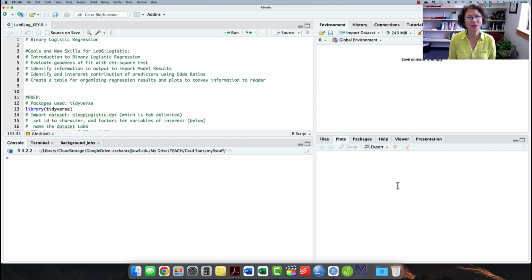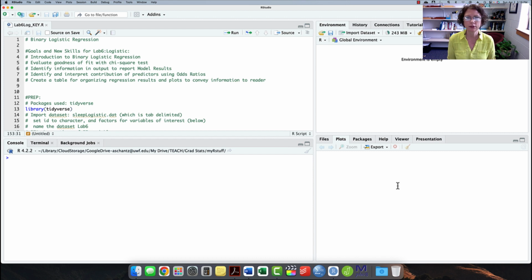Hi class, welcome back. We are continuing our series on logistic regression, and in this part we're running a lab in R on binary logistic.